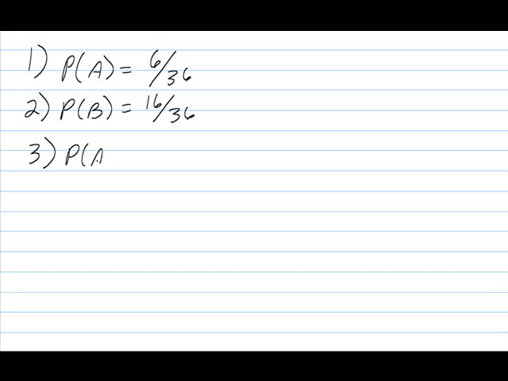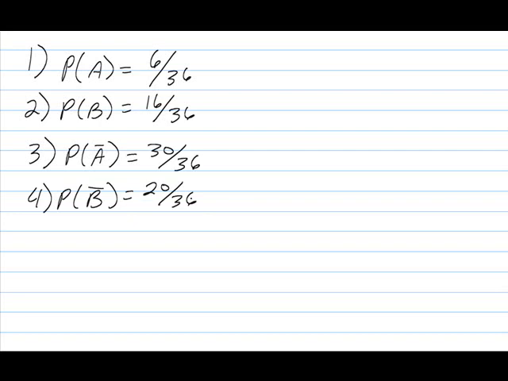We can also deal with the complements. The probability of A complement is everything not included in A. So there are those 6 elements on the diagonal in A, which means there are 30 elements that are not in A out of the 36 possible outcomes. Same thing with B complement. There are 16 elements in B, which means there are 20 elements not in B. So the probability of B complement is 20 over 36.